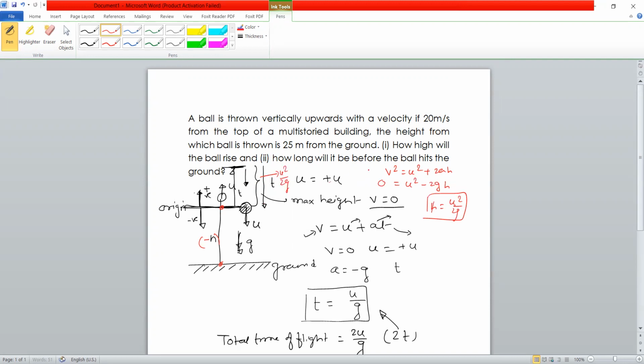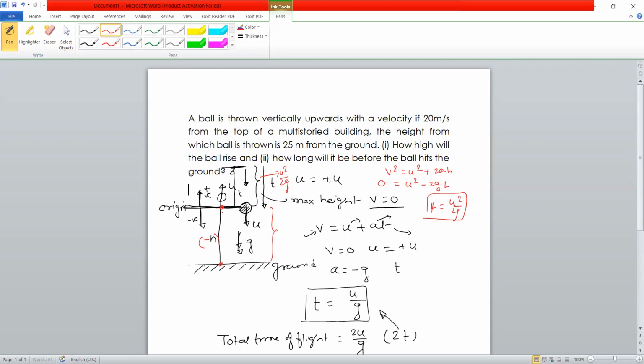Now, how long will the ball take before it hits the ground? In that case, you can have two approaches. You can calculate the time from the starting point to the maximum height, then from there back to the origin, that is 2u by g, and then you may calculate separately the remaining part. Okay, this is one approach.